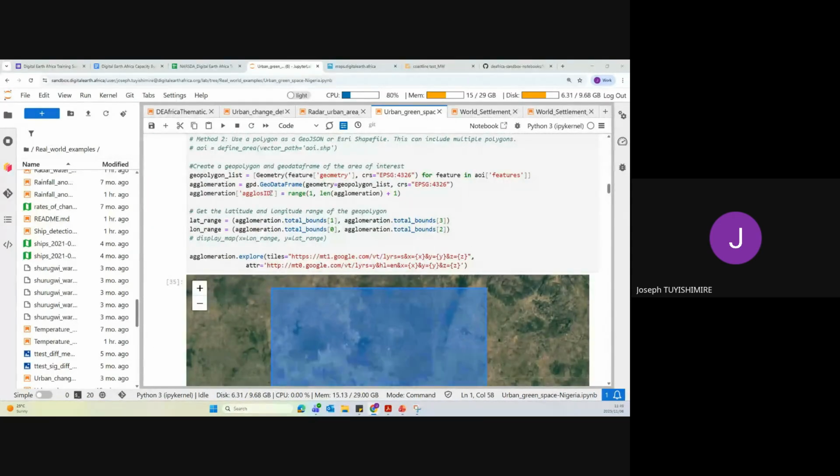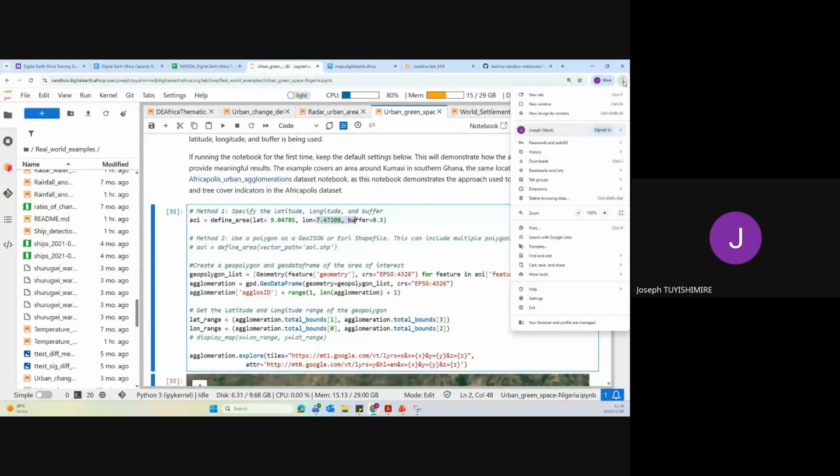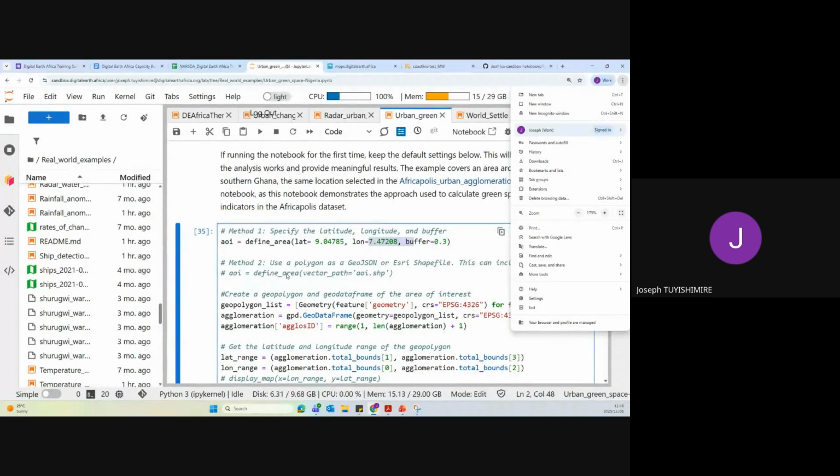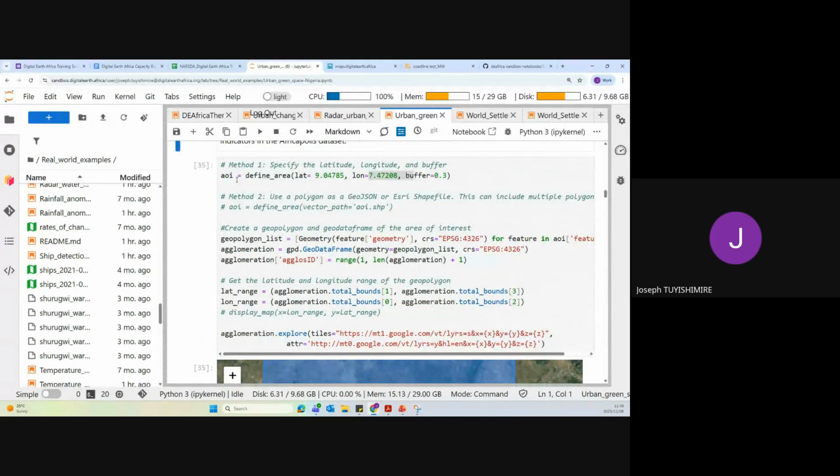Abraham, yes, I get your point. Actually, it's a box because I've been using latitude, longitude, and a buffer. But if we had a precise polygon, we should have used this function, define area of interest, and locate our vector or our shapefile just to define the precise area for our analysis. So it's really feasible if we have one boundary, and this is the code we can use.